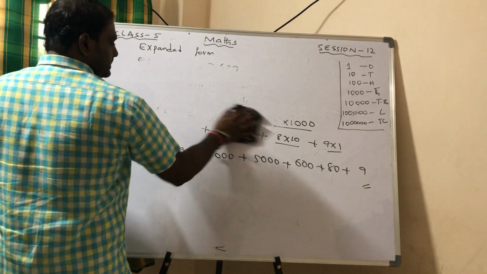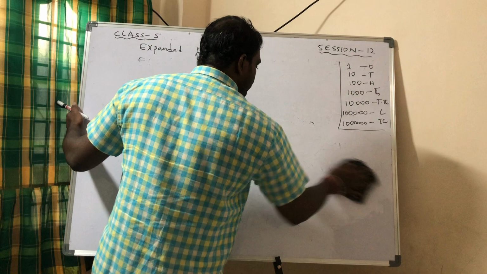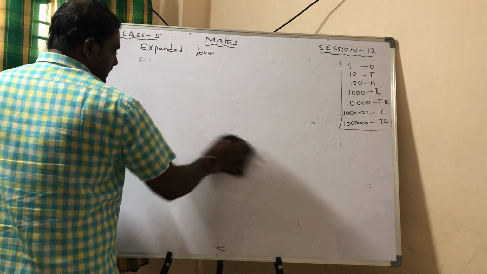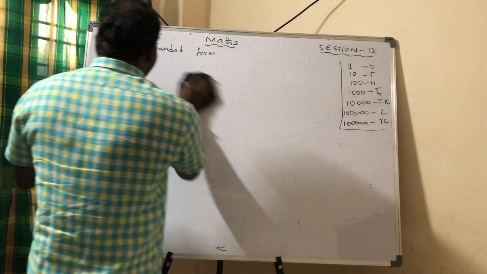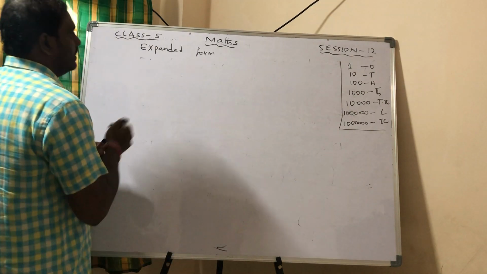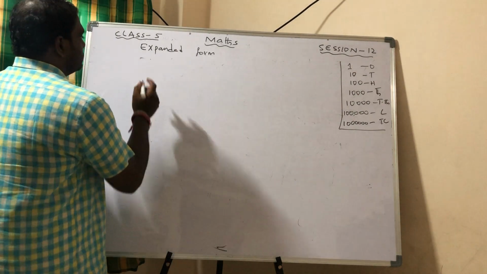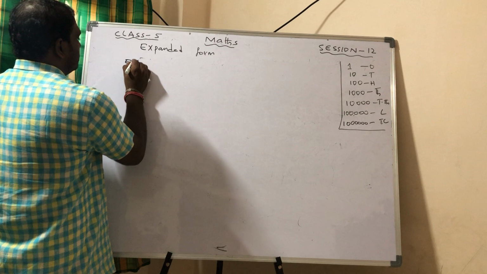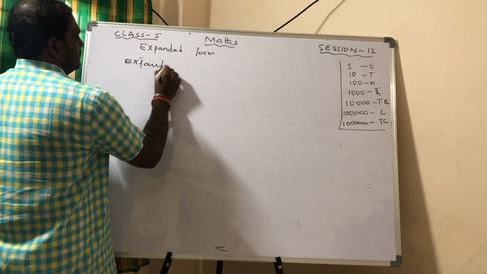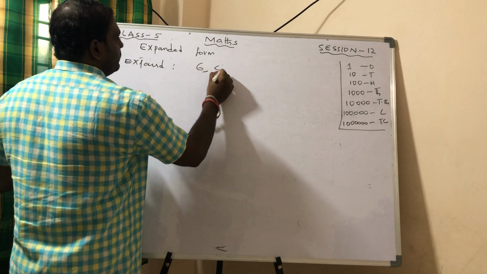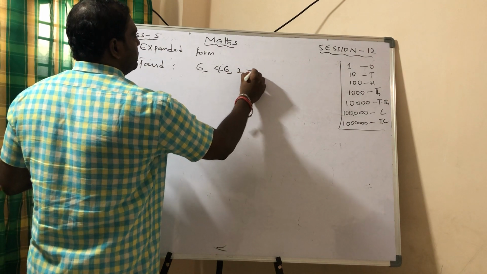Now I'll take the lakhs. Whatever the number is, don't worry. We have to follow the same method. So expand 6,46,275.